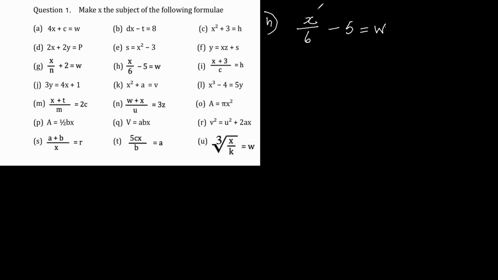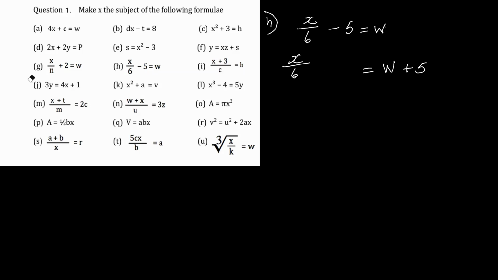All right, so the first thing that we have to do, people, is to add 5 because it's -5, so you have to add 5. So that will cancel off. This will cancel off because if I add 5, I have to add 5 on this side. So I'm erasing this because I added 5. So it's x over 6 is equal to w plus 5.